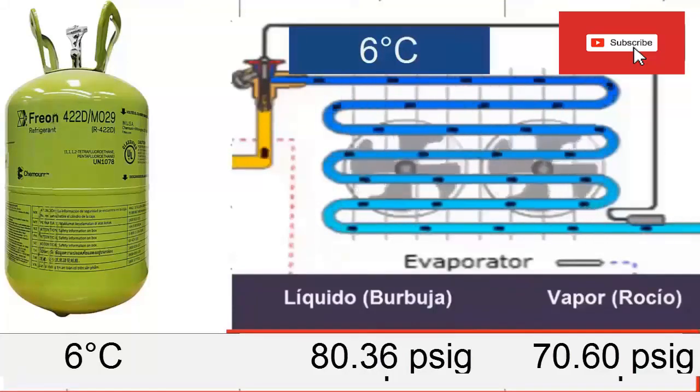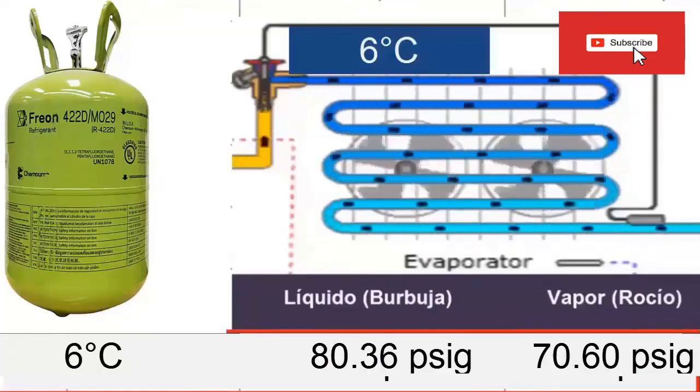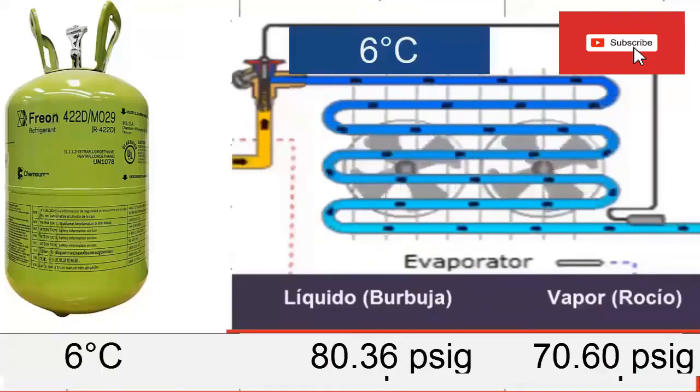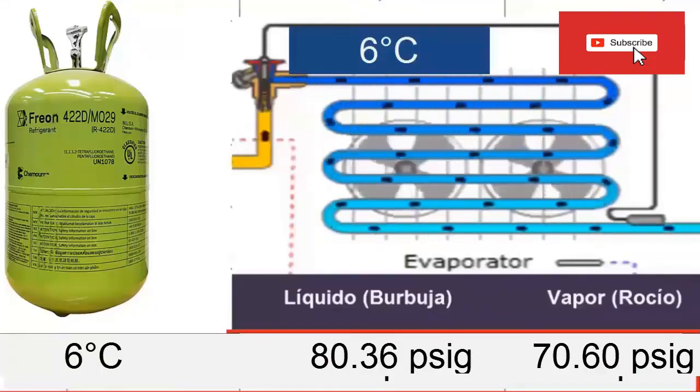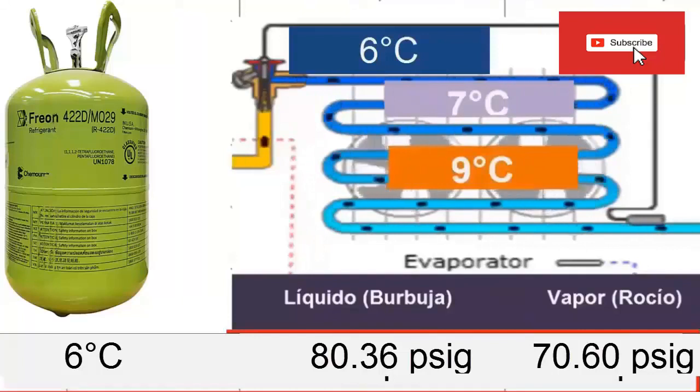Since the R422d has slippage, even though it is 6 degrees at the entrance, this value begins to increase. Therefore, before leaving the evaporator, when there is simultaneously liquid and steam, the temperature will not be 6 degrees, but will be higher. Now let's consider the next possibility.